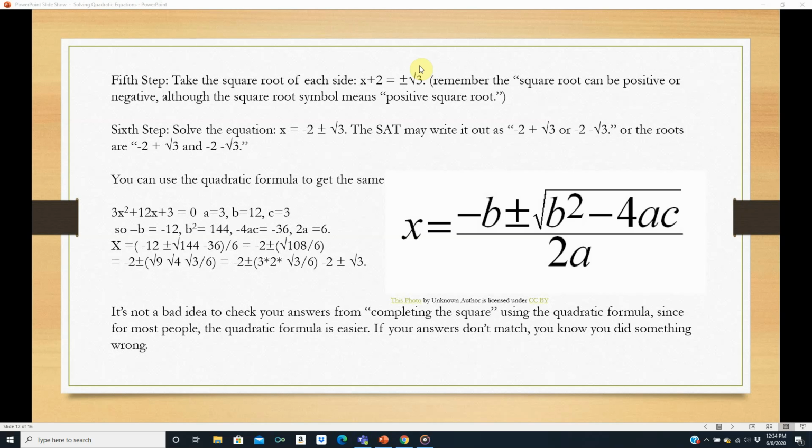The SAT, if it's multiple choice, they might write it out as negative 2 plus square root of 3 or negative 2 minus square root of 3. They might do something tricky like tell me what the positive answer is or something like that. Well, actually, neither one of these would be positive, so whatever. But if there's one positive, one negative, possibly they could ask that. They might also say just what are the roots, and you say the roots are negative 2 plus square root of 3 and negative 2 minus square root of 3.